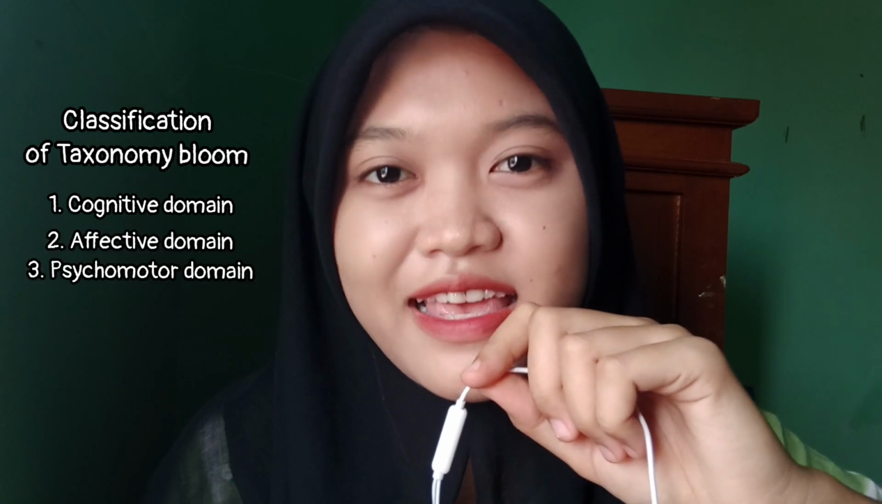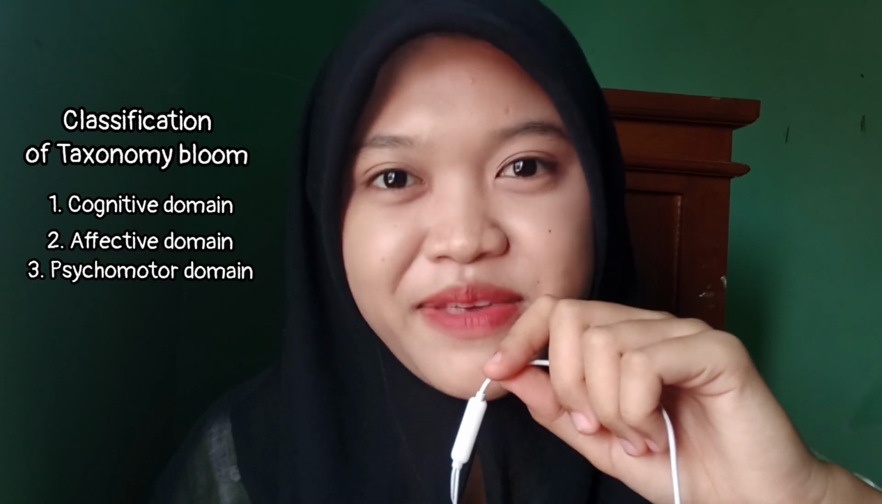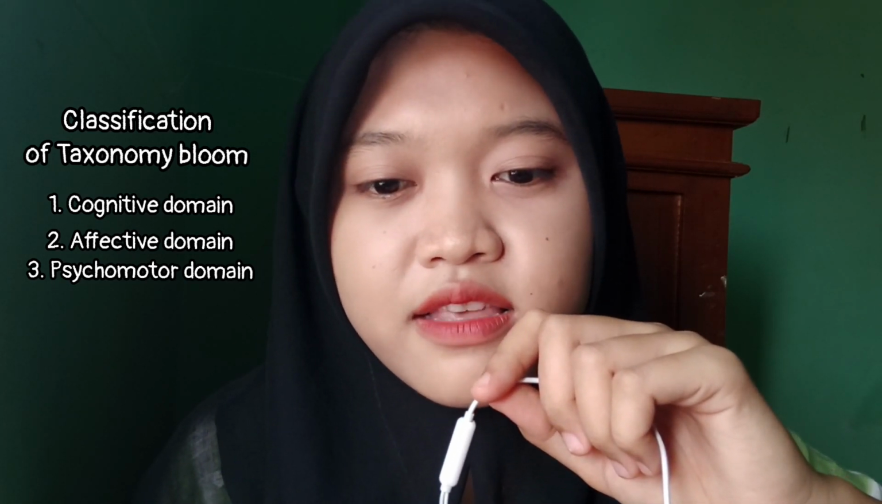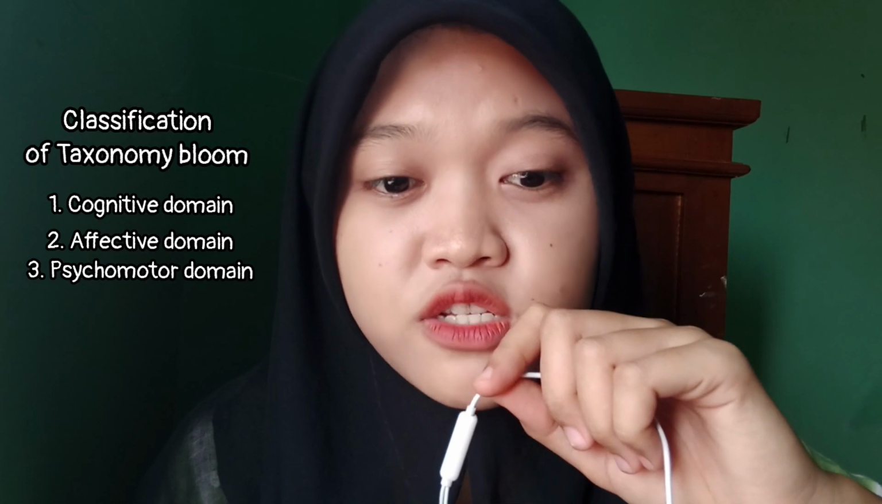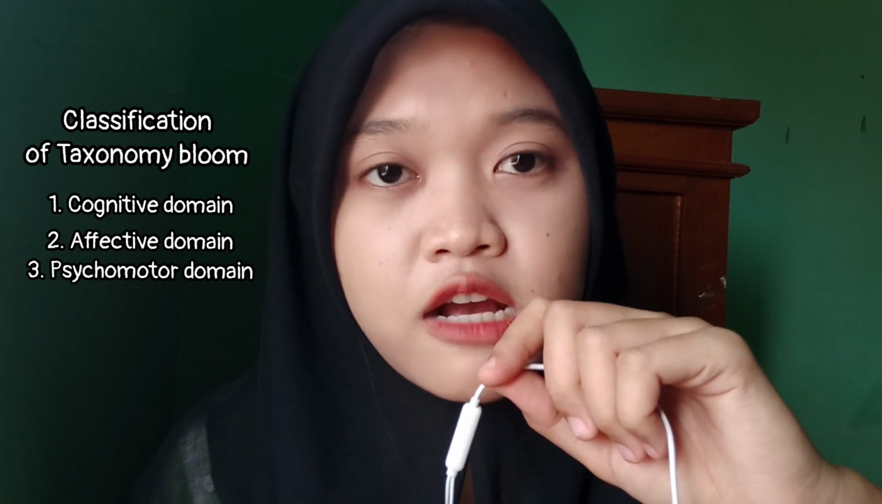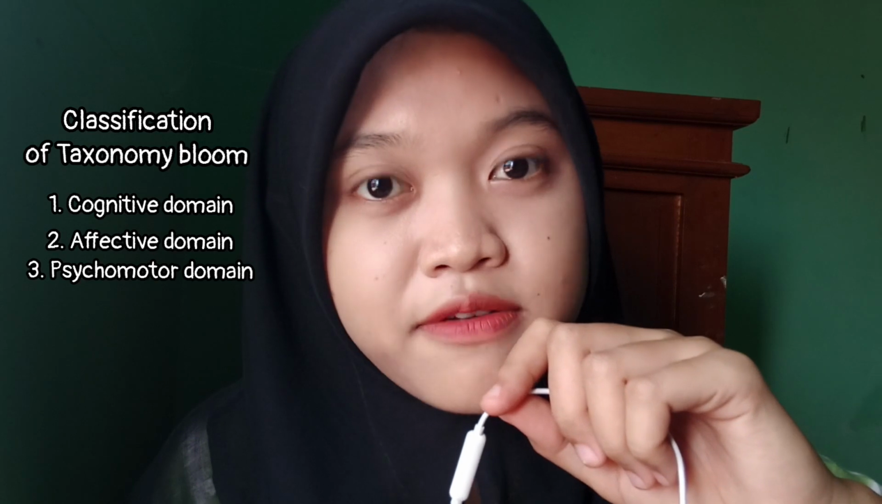So basically, taxonomy bloom are divided into 3. The first one is cognitive domain, the second is affective domain, and the last is psychomotor domain. So what is that? Let me explain. The first is cognitive domain. It basically addresses intellectual aspects such as knowledge, understanding, and thinking skill. Jadi aspek kognitif ini mencakup pemahaman dan pengetahuan dan keterampilan dalam berpikir.